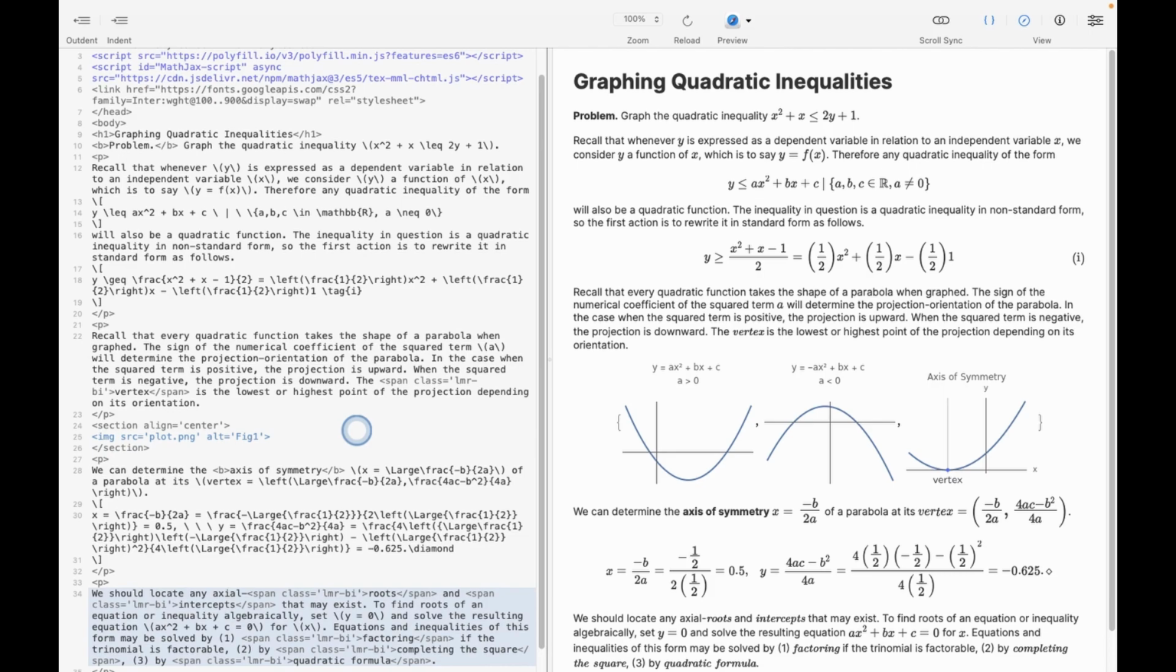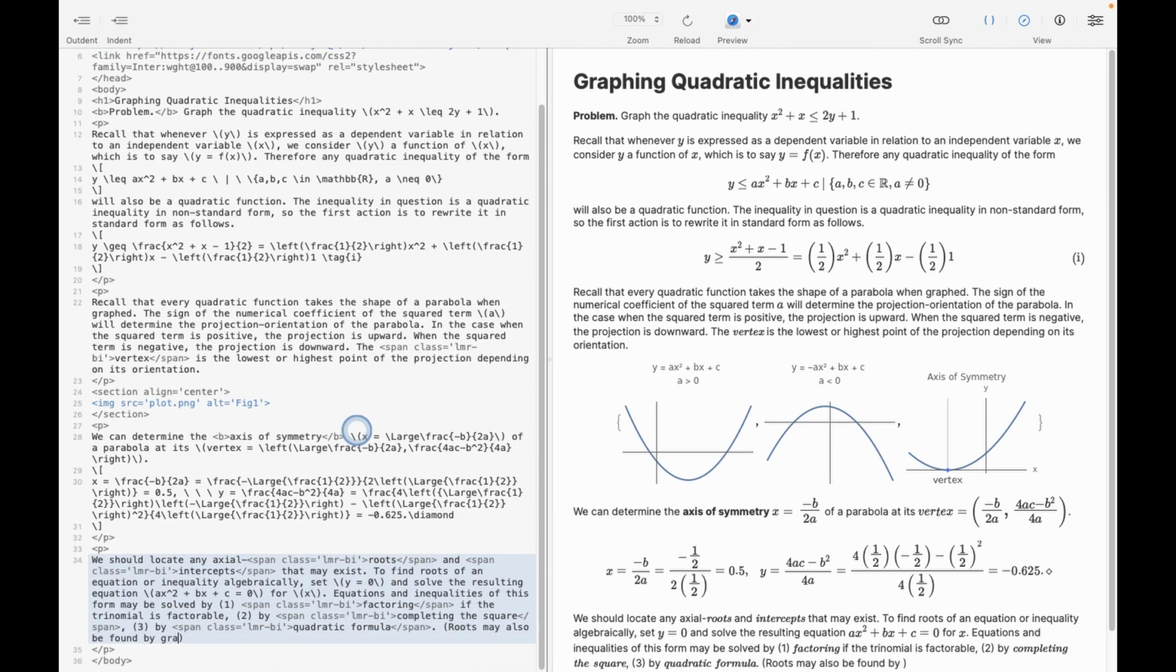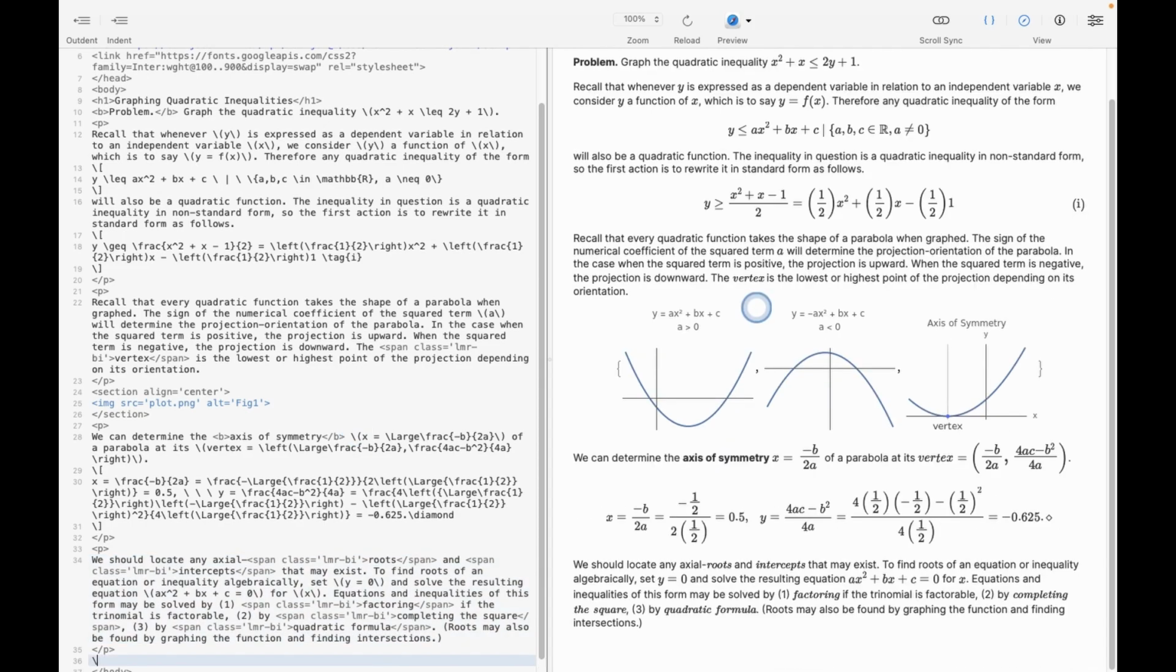Okay, so the roots may also be found by graphing the function and finding intersections. This is a bit less reliable, a bit less precise of a procedure, but of course, with modern graphing calculators and graphing tools, we can do this quite reliably. But we're mostly interested in this video in the algebraic means for finding these points on a graph, on a quadratic equation or inequality.